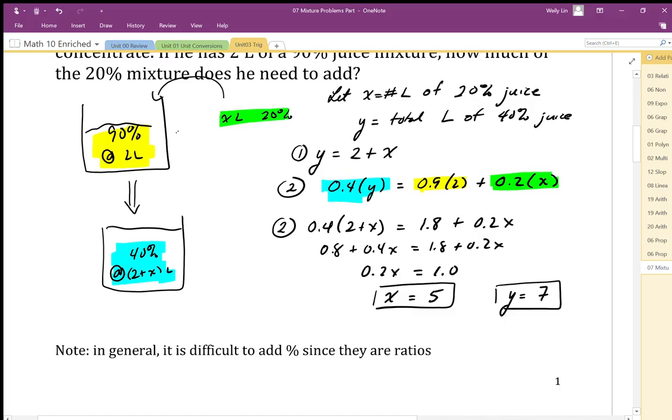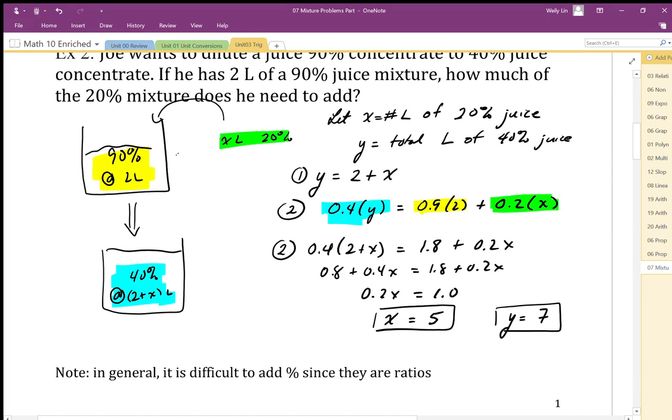So we have to be careful because we can't add percentages because they're ratios, and we can't just say 20 plus 90 and then average it out or something like that. It doesn't quite work that way. So we have to make sure that we are making equations based on here. This is an equation based on the volume or liters. This is an equation based on the amount of juice that we had once we multiply the volume times the percentage.